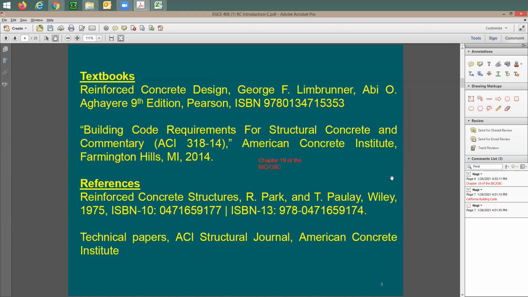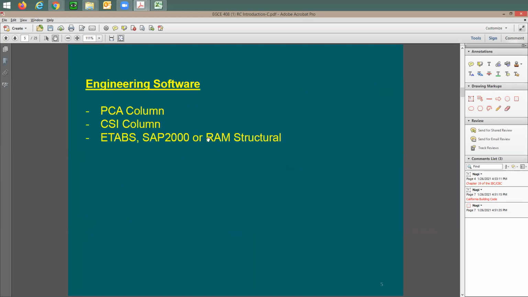So you go here to the CBC, you open chapter 19, and it just cross-references the ACI 318-2014. This is exactly what it's doing. So you can either get this book, maybe a PDF copy of it, or maybe a printed copy. If you are planning to be in the construction business, or in the structural analysis business, and you'd like to do concrete design, it's going to be a good idea to have a copy of this book, of this code.